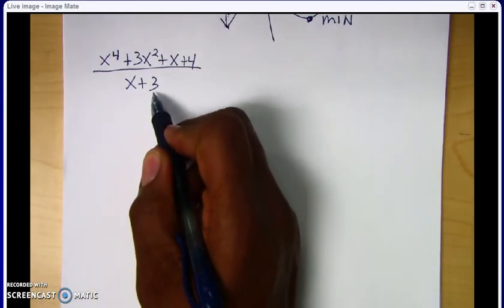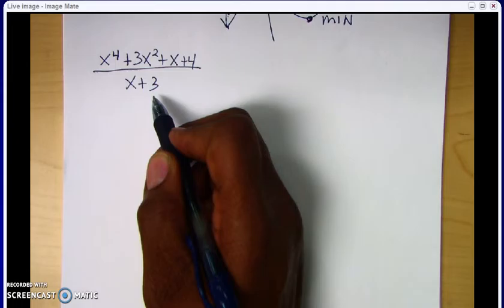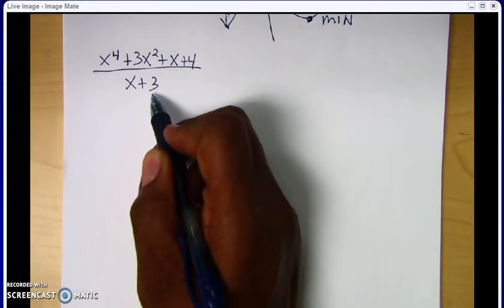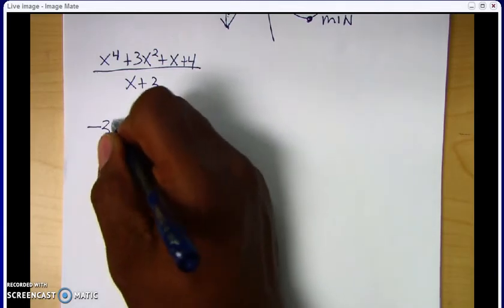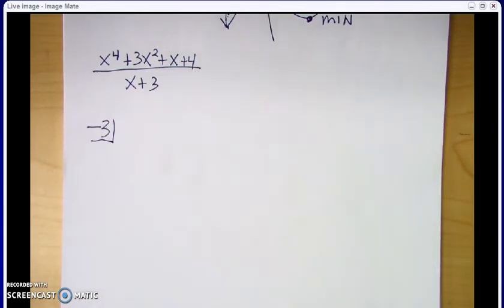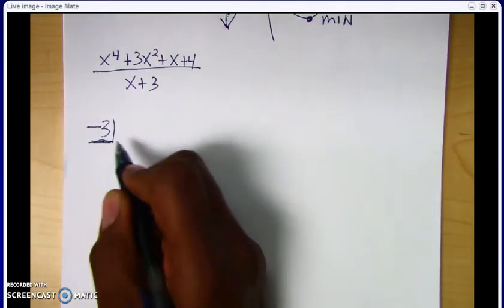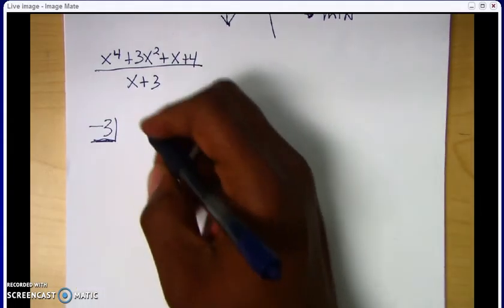Remember, whatever number's down here in the denominator, you're going to use the opposite sign. So here's -3 right here. Box that off like that. That's how we did it in class. Some other people box everything else off.